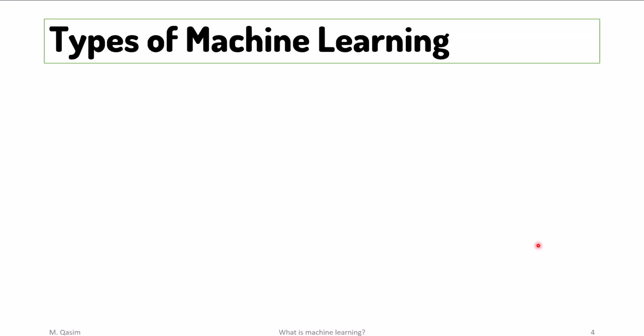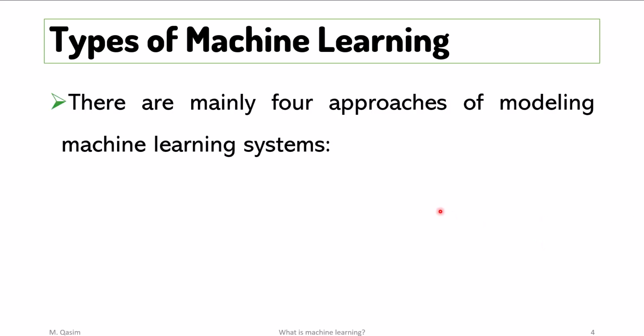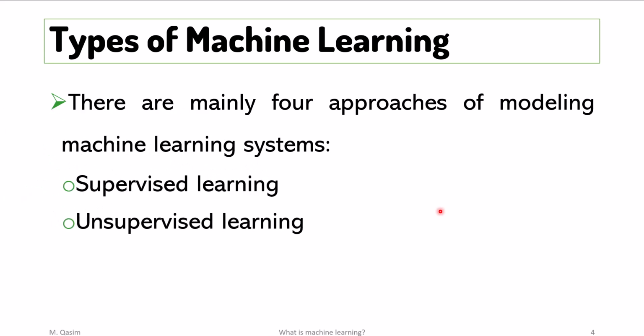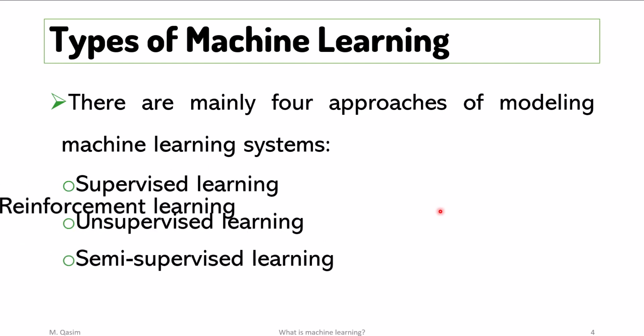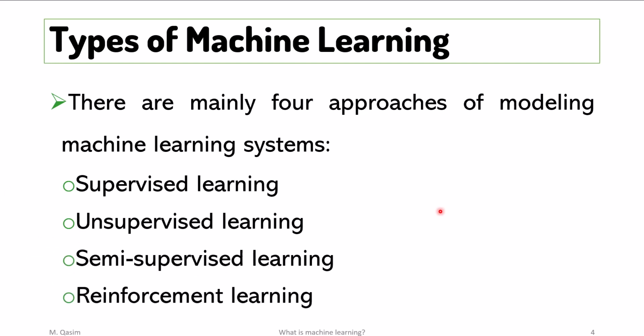Now we can discuss the types of machine learning. There are many types of machine learning modeling, but in this lecture, I will mention here four approaches of modeling machine learning systems. The first approach is supervised learning, and the second approach is unsupervised learning, and the third approach is semi-supervised learning, and the last approach is reinforcement learning.